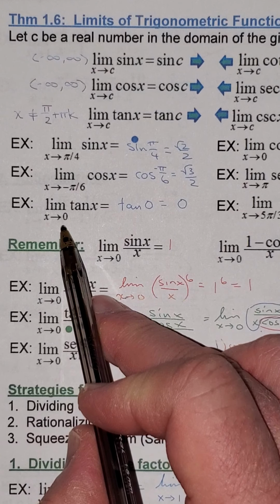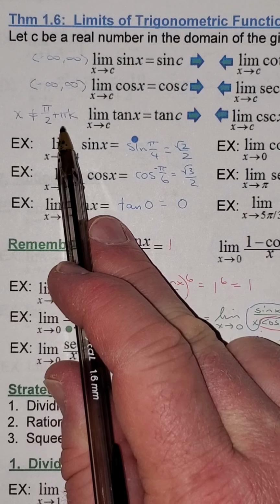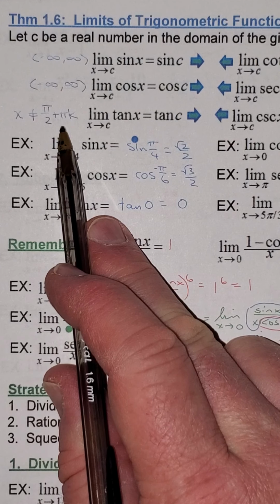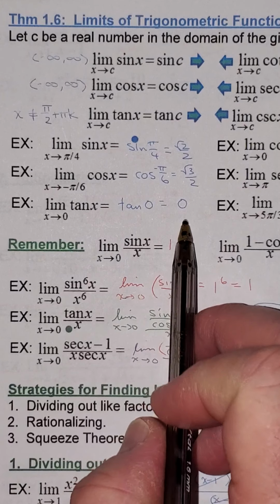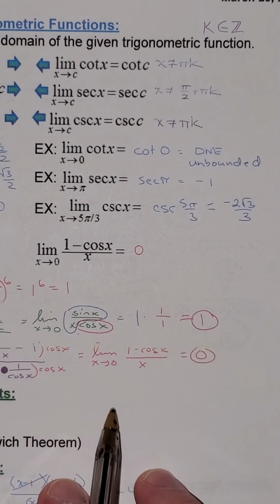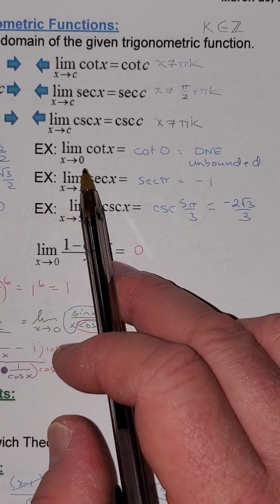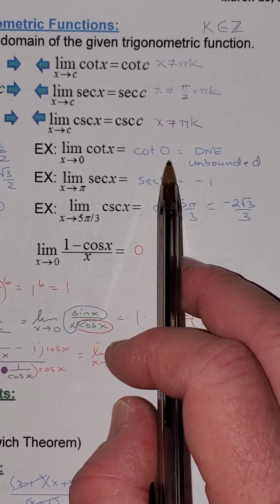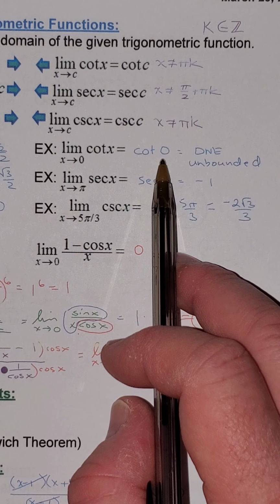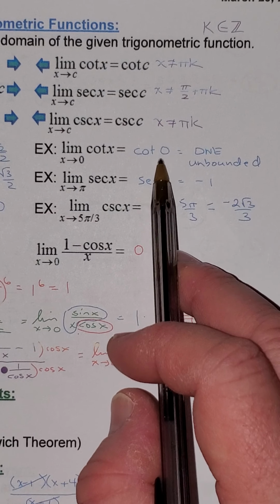The limit as x approaches 0. Can I find tangent of 0? Yes. It doesn't satisfy that set of asymptotes there. It is in the domain, so what is tangent of 0? It is 0. Doing a couple more trigonometric functions over here. Let x approach 0. Can I plug in cotangent of 0? No. 0 is an integer. 0 times pi is 0. Cotangent has an asymptote there.